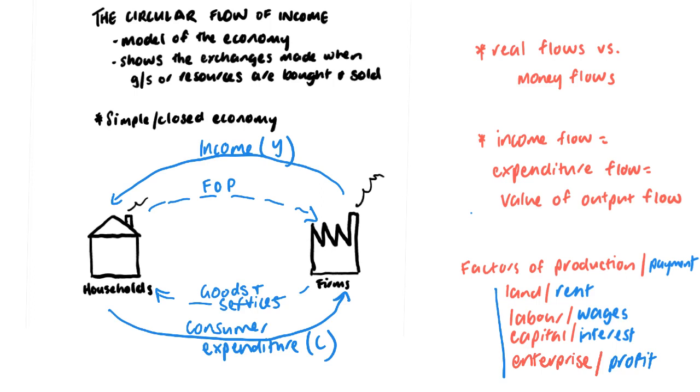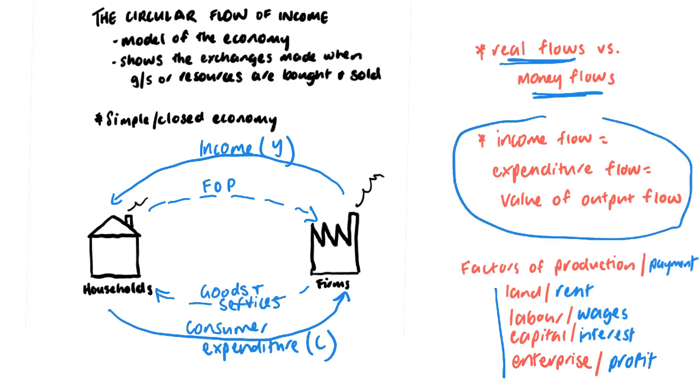So you'll notice that I did one set of arrows with dash lines. These are our real flows. Okay, so the goods and services and the resources, the factors of production, are examples of real flows, and the solid arrows are examples of money flows. One of the things that we need to be aware of is that the income flow, so this flow here, will be equal to the expenditure flow and also equal to the value of output, so this flow here.